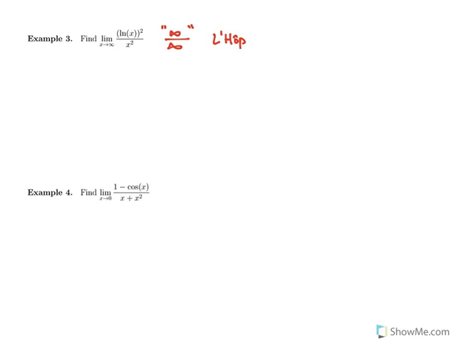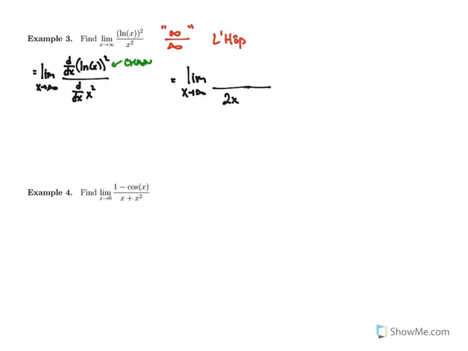So that means that we're going to rewrite this limit as the derivative of the top over the derivative of the bottom. And note that to do the derivative of the top, we need to use the chain rule. So we're going to write this as the limit as x approaches infinity. The bottom is just going to be 2x. We can write that right away maybe.